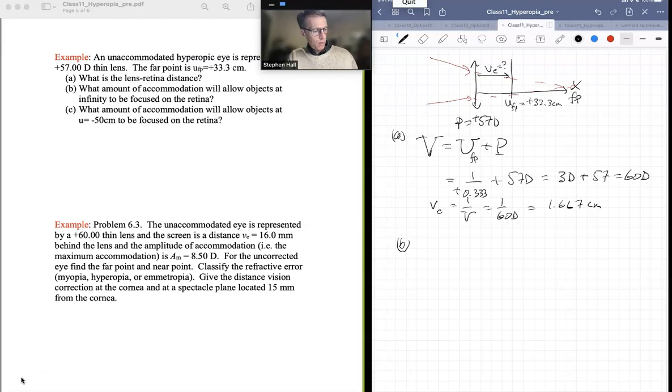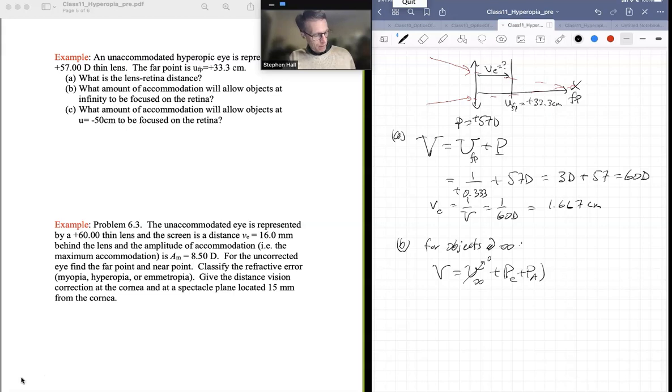Part B asks us, what is the amount of accommodation that will allow objects at infinity to be focused on the retina? Again, we'll apply the divergence equation, only now our object is at infinity, so it's the object divergence for something at infinity. And then the power is now the power of the eye plus some accommodated power. But remember, our image divergence is still the same as before, that 60 diopter number. And of course, the divergence of an object at infinity is just 0.